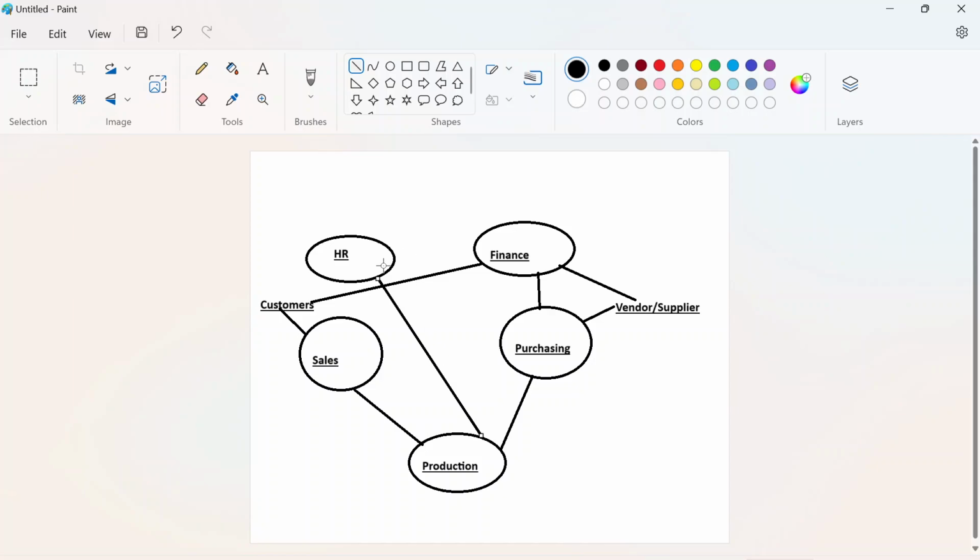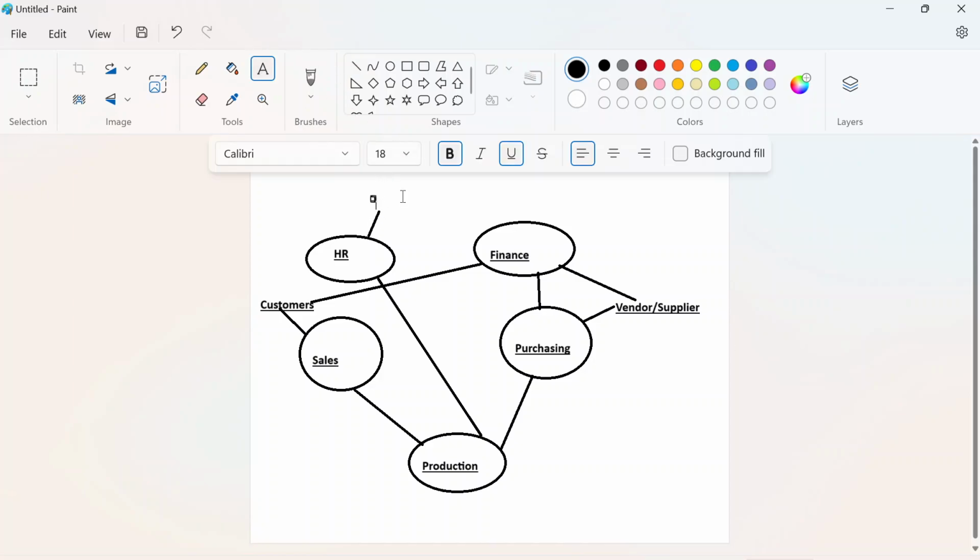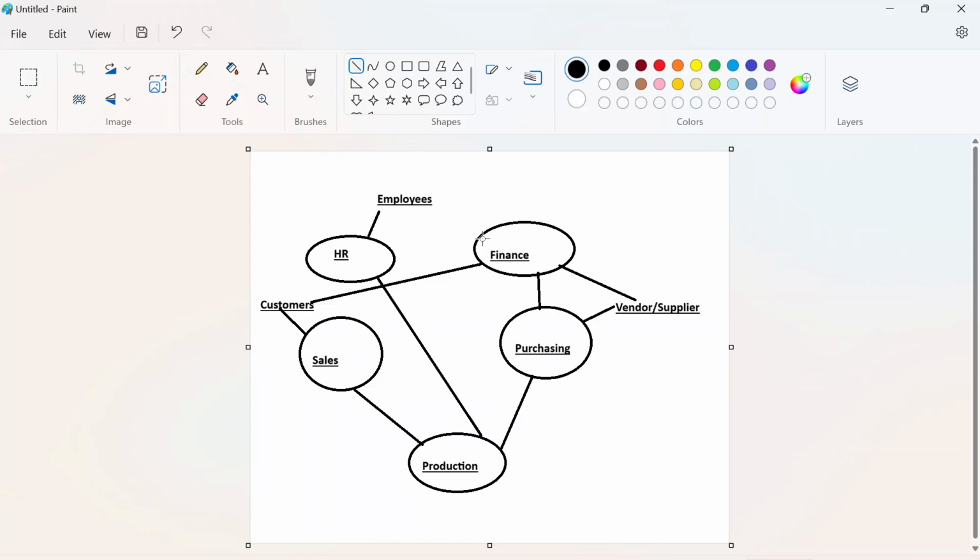Now, the HR department has to plan and recruit the employees, right? Recruit the employees. Now, who will run the payroll for the employees? Payroll in the sense of salaries, the HR department. But who will really pay the salaries? That has to go from the finance department, right? And that update should be given to the HR department.